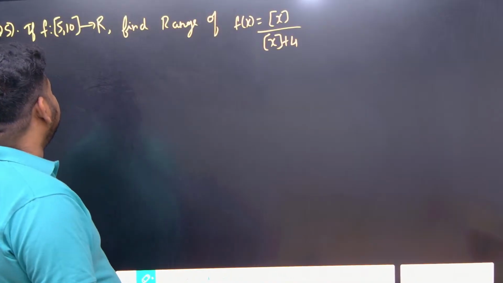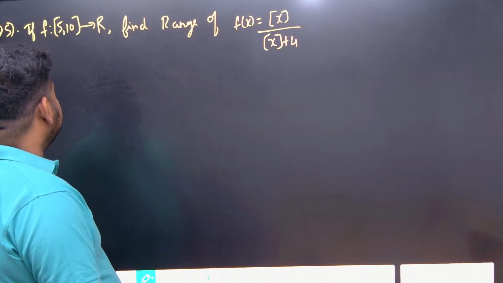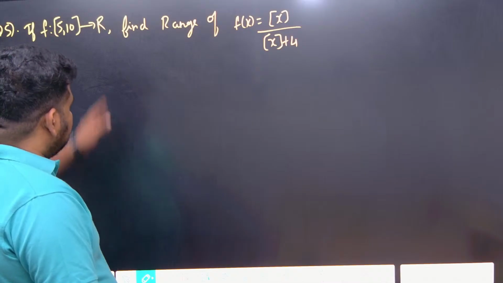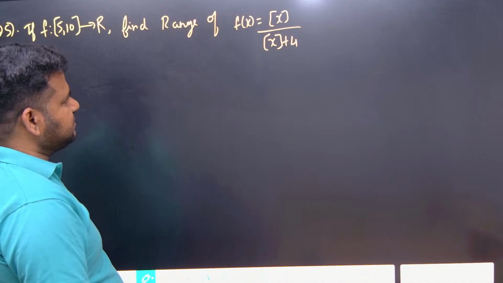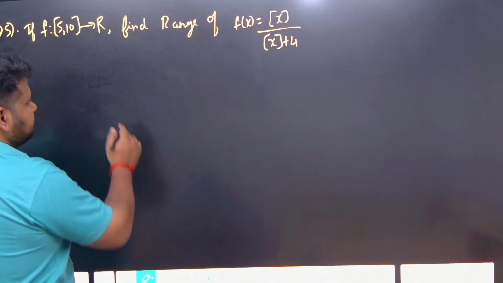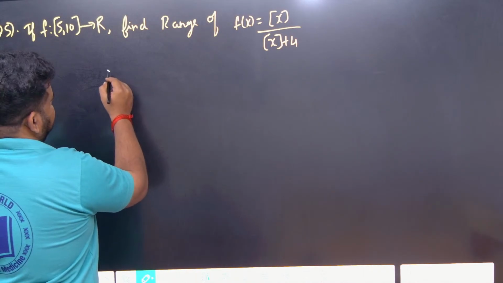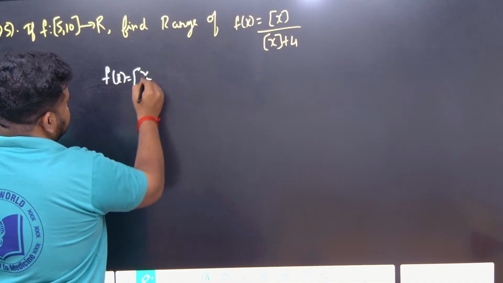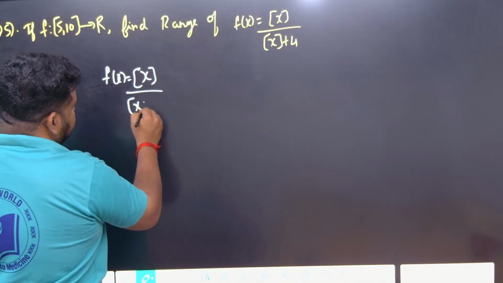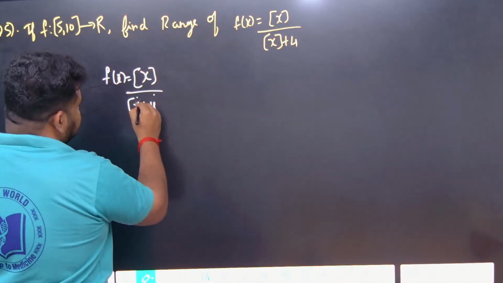They have given closed interval 5 comma 10 up to R, find the range of f of x, where f of x is step of x by step of x plus 4. So f of x I can simplify and write it as, they have given step of x by step of x plus 4.